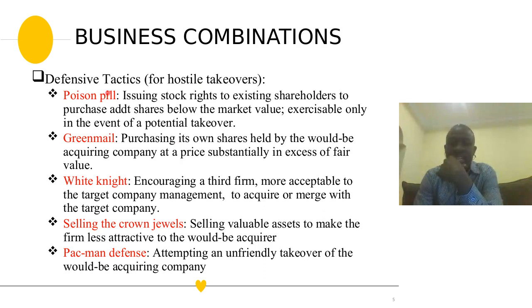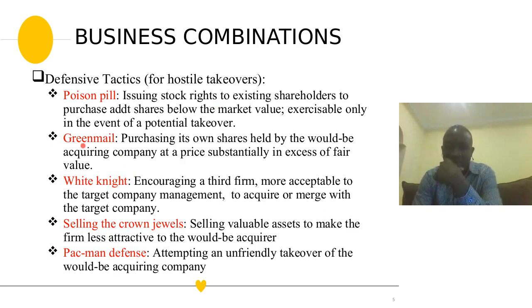The first tactic is known as the poison pill. This is a case where the board may decide to give stock rights to existing shareholders to purchase additional shares below the market value. They will be doing this to encourage more of their existing shareholders to buy the shares in order to increase their capital base.